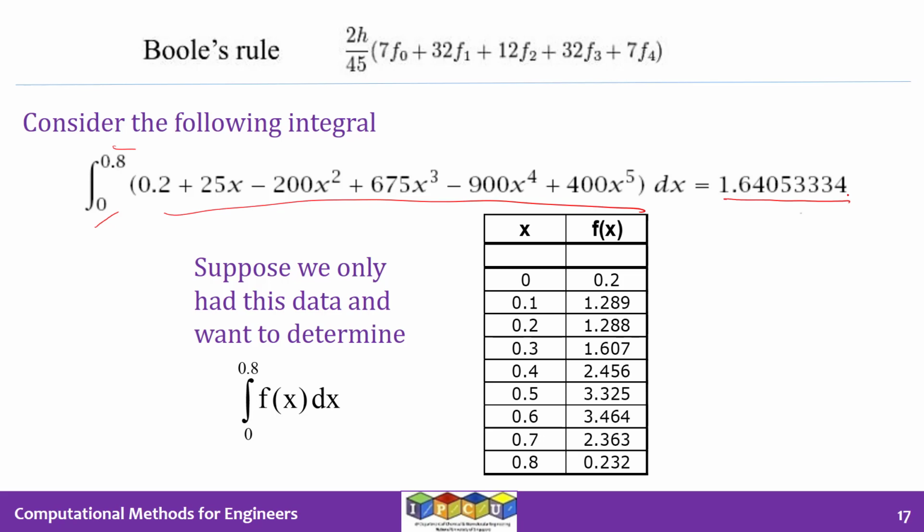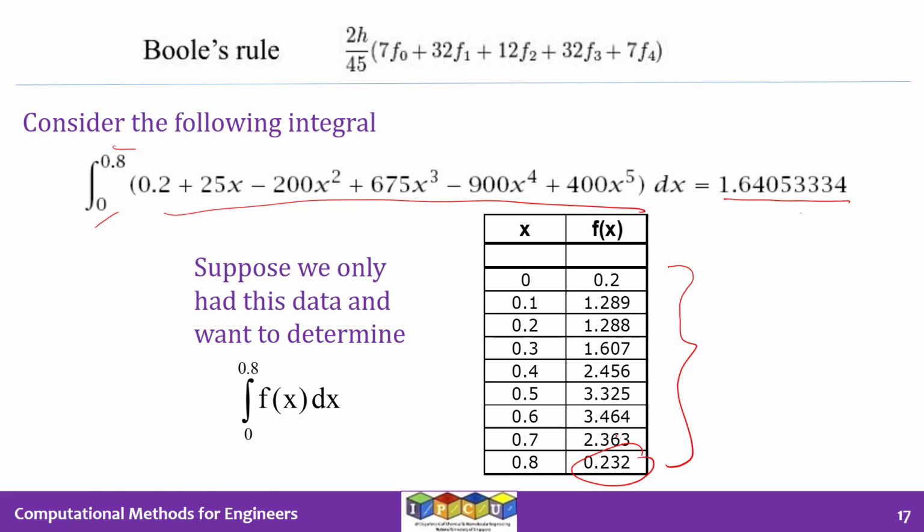Now, unfortunately, let's say we do not have access to this function. All we have access to is the results of 9 experiments done on that system that is represented by that function. So somebody went ahead and conducted these 9 experiments. Experiment at x is equal to 0 yields f0, which is equal to 0.2, and so on until the last experiment, which is done at x is equal to 0.8, yielding a value of f to be 0.232.